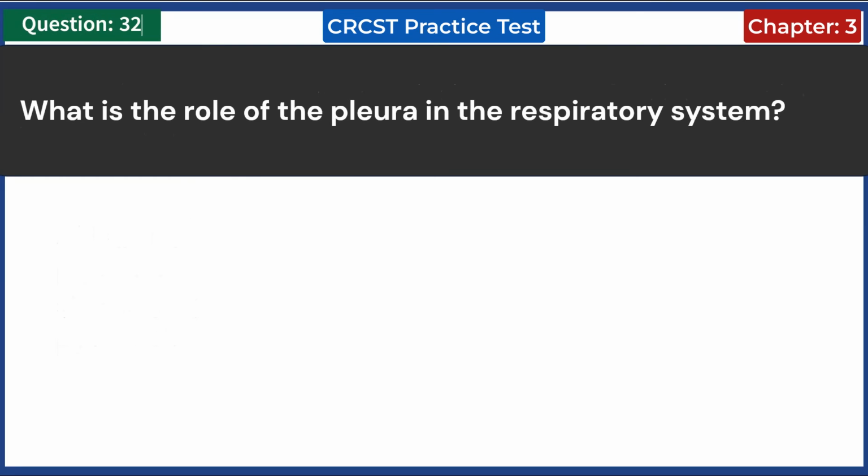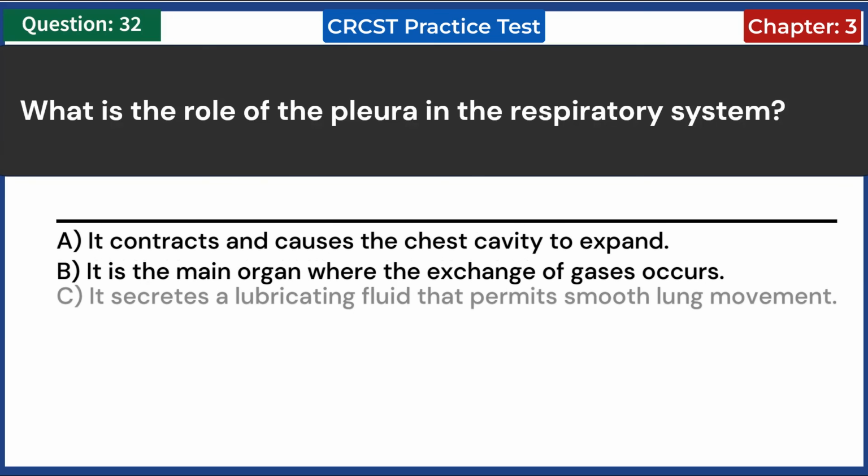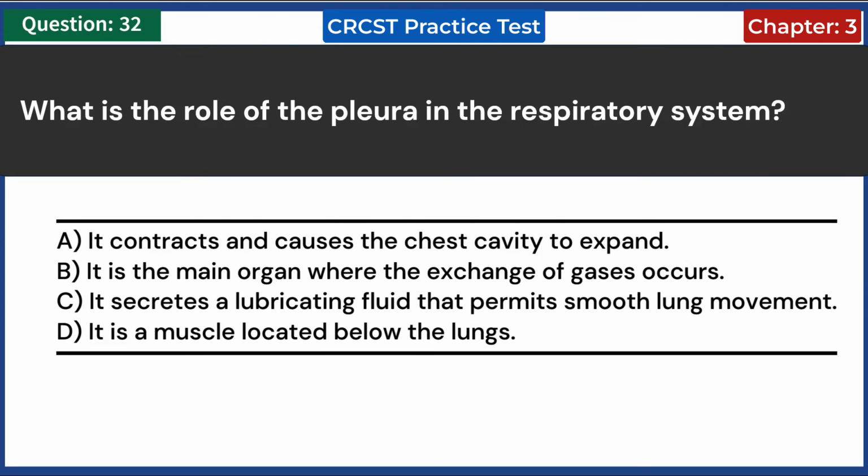What is the role of the pleura in the respiratory system? A. It contracts and causes the chest cavity to expand. B. It is the main organ where the exchange of gases occurs. C. It secretes a lubricating fluid that permits smooth lung movement. D. It is a muscle located below the lungs. Answer: C. It secretes a lubricating fluid that permits smooth lung movement.